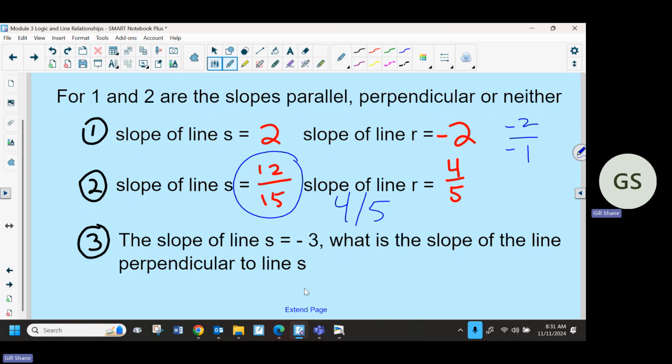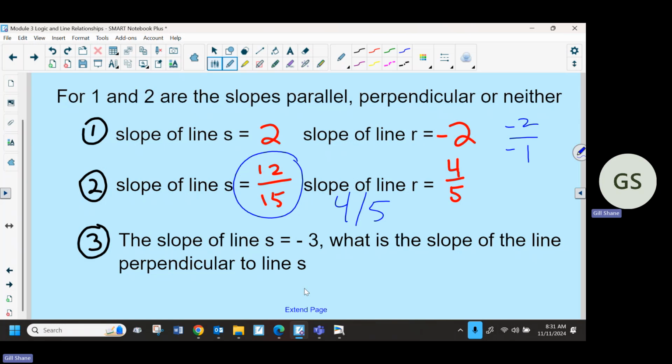Let's say you didn't know to simplify that. There is a way you can actually test it in the calculator. How could we compare two fractions? What's another way, without simplifying, that we could compare? Make it a decimal. Do it in your calculators.